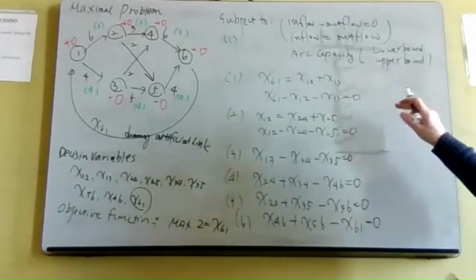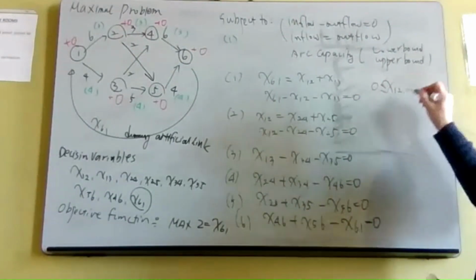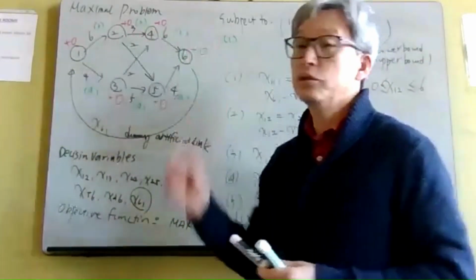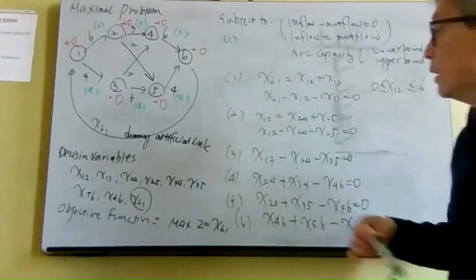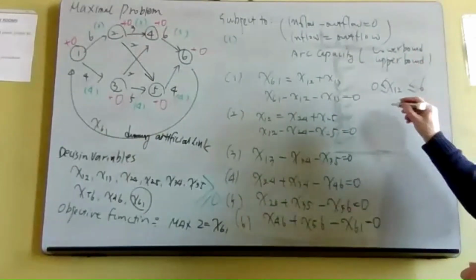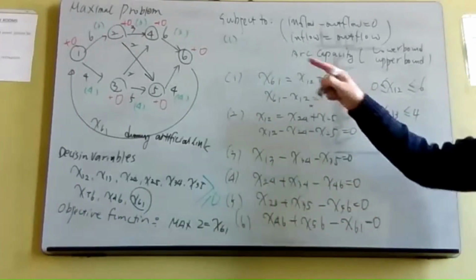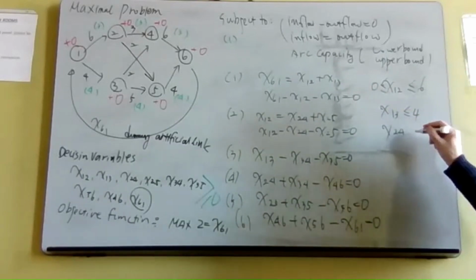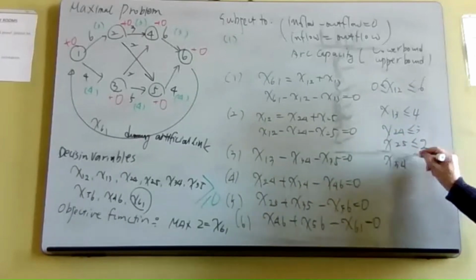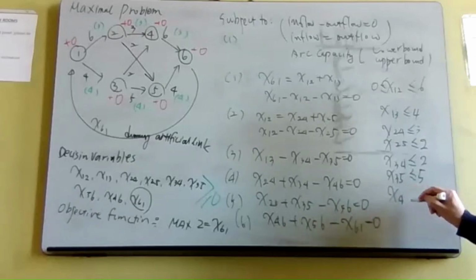Now we have arc capacity. So for arc x12, x12 should be greater than or equal to 0 and less than or equal to 6. You can also assign more than 6 onto arc x12, but to make it simple, let's say all these variables should be greater than or equal to 0. Then we just write the upper bounds. x13 should be less than or equal to 4, x24 less than or equal to 3, x25 less than or equal to 2, x34 less than or equal to 2, x35 less than or equal to 5, x46 less than or equal to 6.